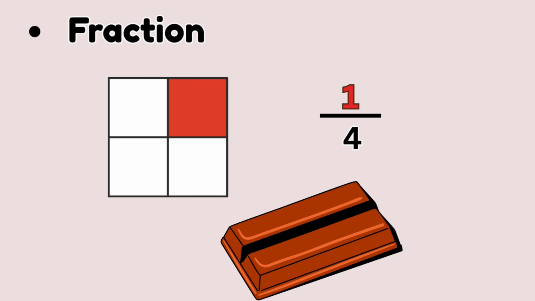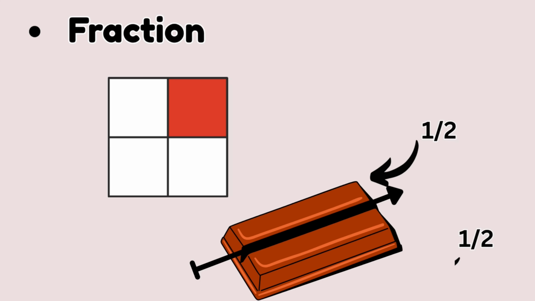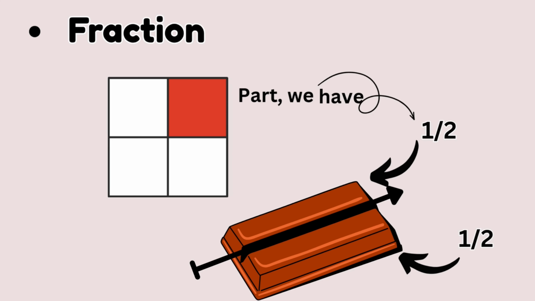Fraction. A fraction represents a part of a whole. It shows how something is divided into equal sections. Imagine this chocolate bar. If I break it into two equal pieces, each piece is 1/2. The top number, 1, is the part we have, and the bottom number, 2, is the total pieces.